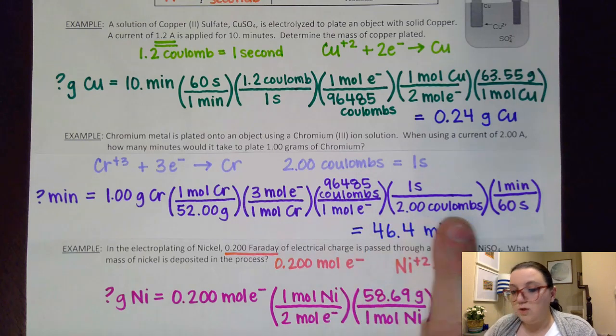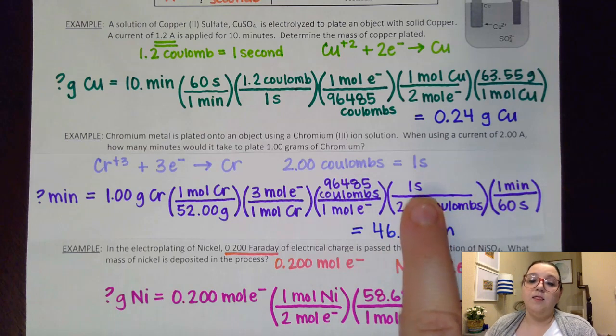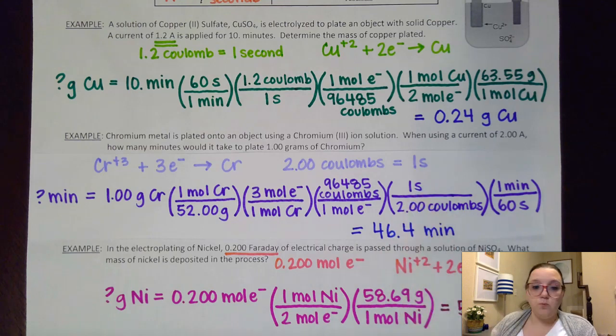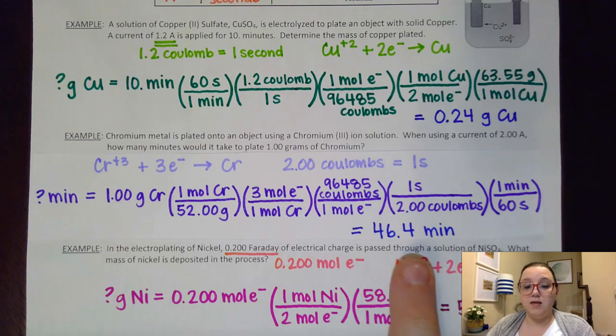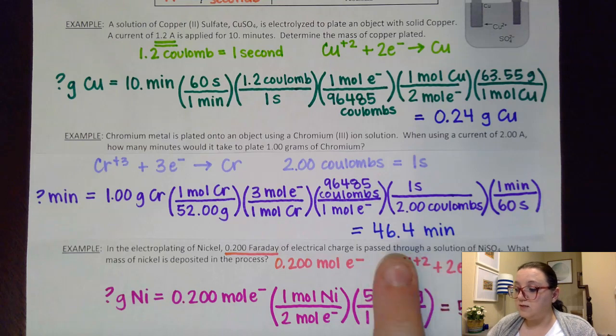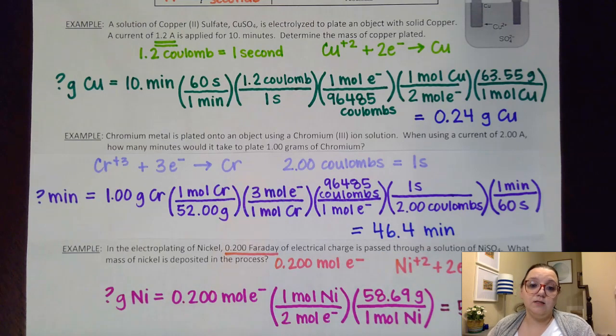I then am going to use my amps value. There's 2 coulombs for every 1 second. That gets us to seconds, but of course we want to get to minutes here, and so I would do 60 seconds in 1 minute. Plug all that into my calculator, and what you should have got is 46.4 minutes. I did use 3 sig figs here since my mass had 3 sig figs.